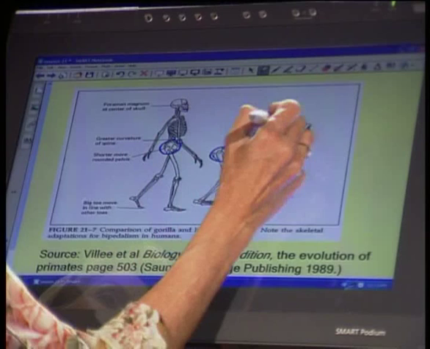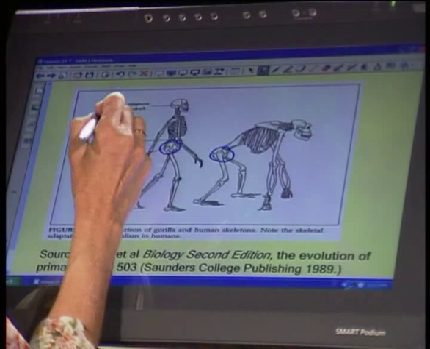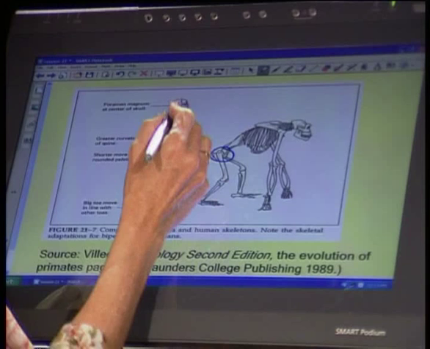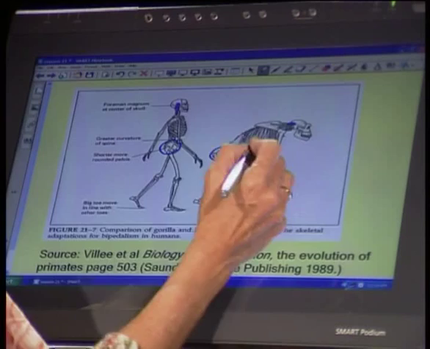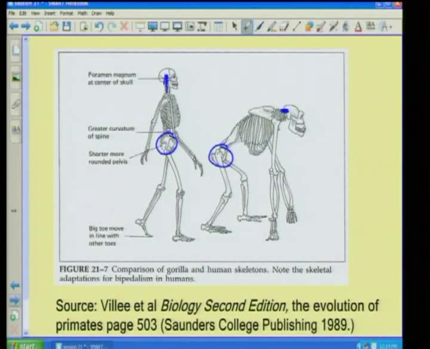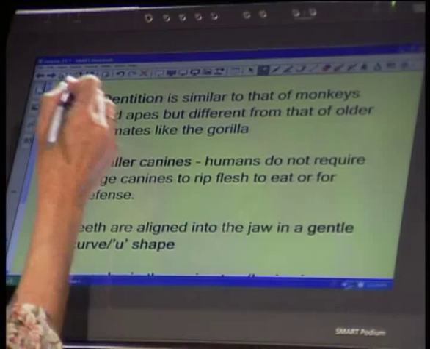The foramen magnum is at the center of the skull, and that is where the spinal cord goes into the brain. For us, it goes into the center, and for them, it goes into the back here. So all of that is the adjustments that have had to be made to the actual skeleton so that we can walk straight up where they walk over the front.